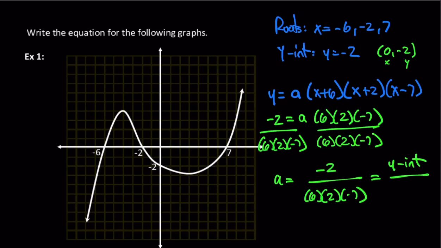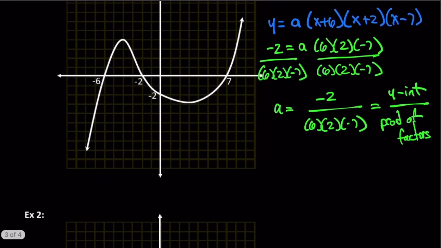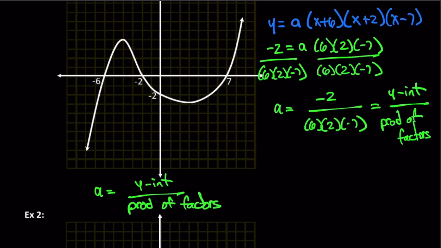Where does the 6, the 2, and the -7 come from? It's your product of factors. So let's jot that formula down. A equals the y-intercept divided by the product of factors, because basically you set x equal to 0.